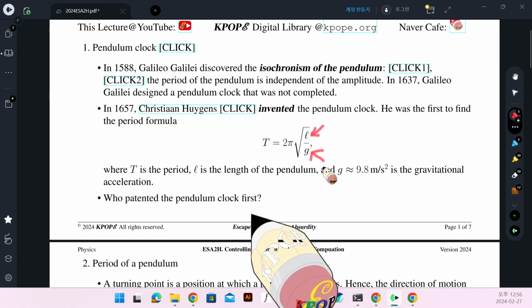Who patented the pendulum clock first? You know this. I told you just before.